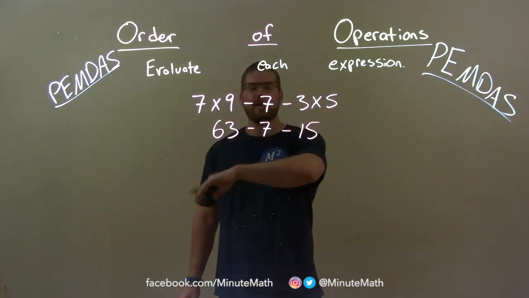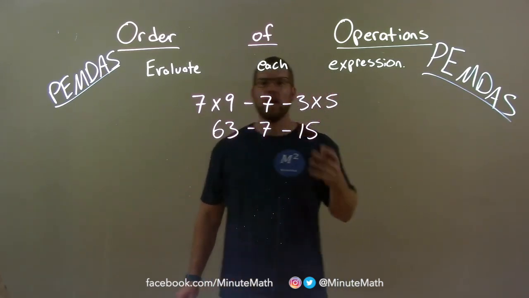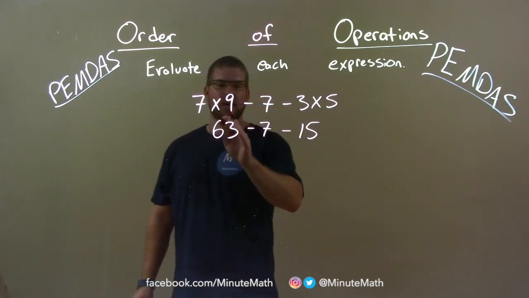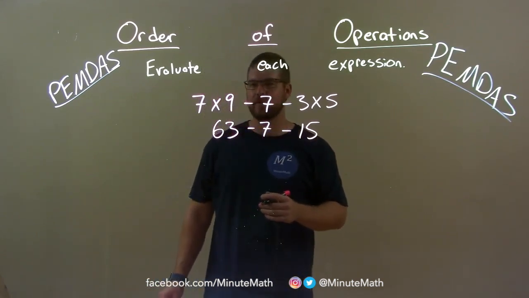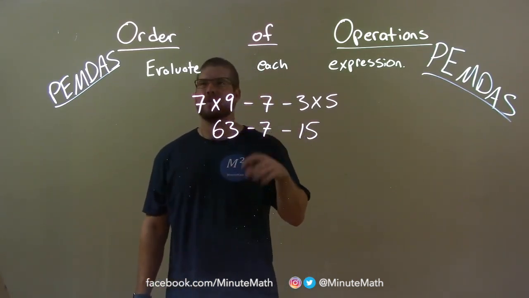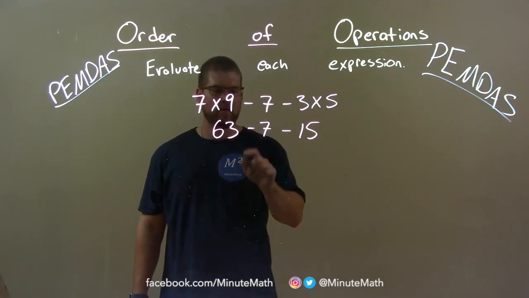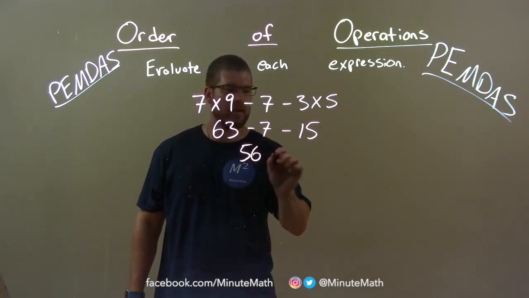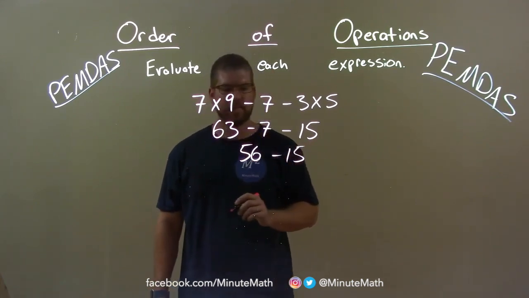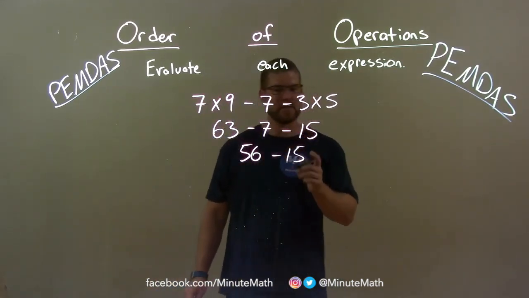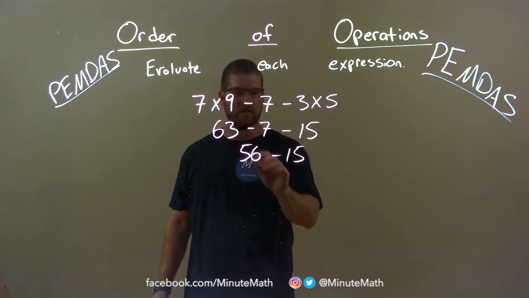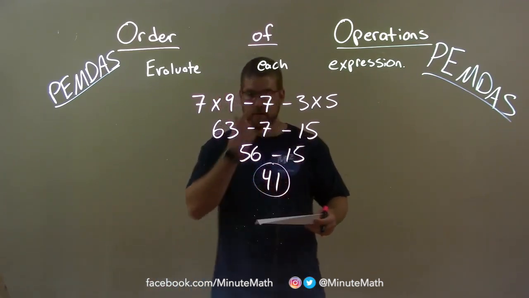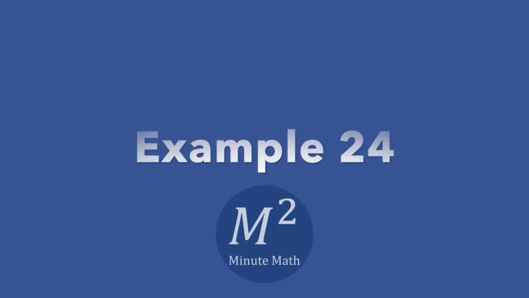Okay? Now we have subtraction across the board. So be careful. Let's read left to right here. It's all subtraction. 63 minus 7 comes out to be, what is that? 63 minus 7 is 56, right? 56. So we have 56 here minus 15. Now, 56 minus 15, though, is 41. And so our final answer here is just 41.